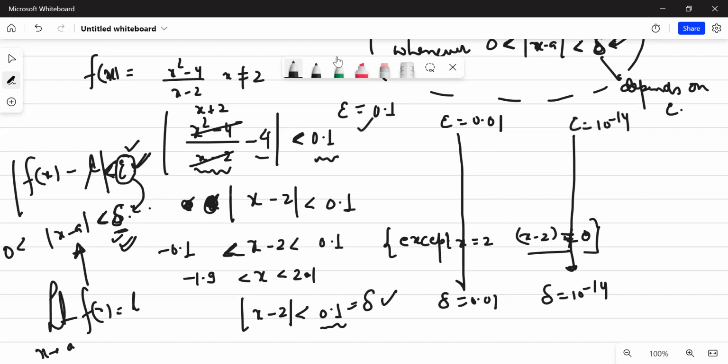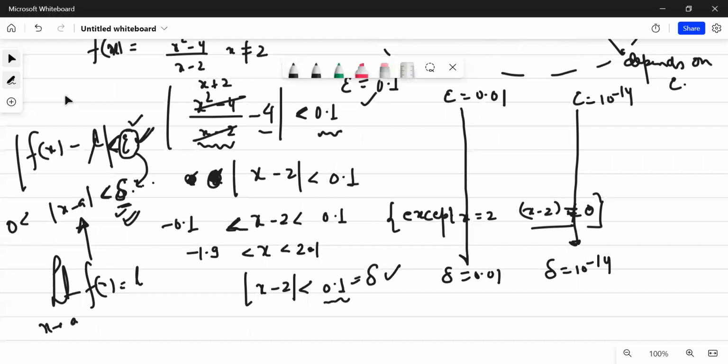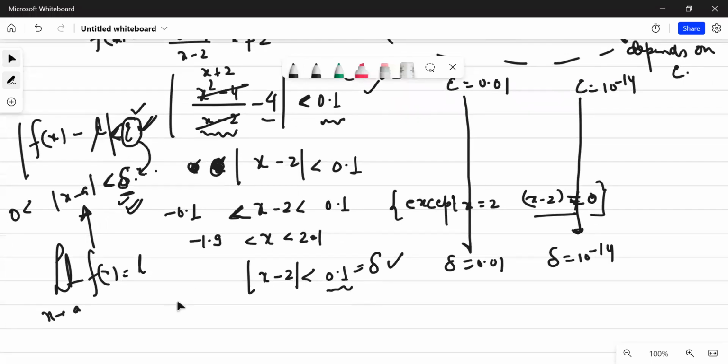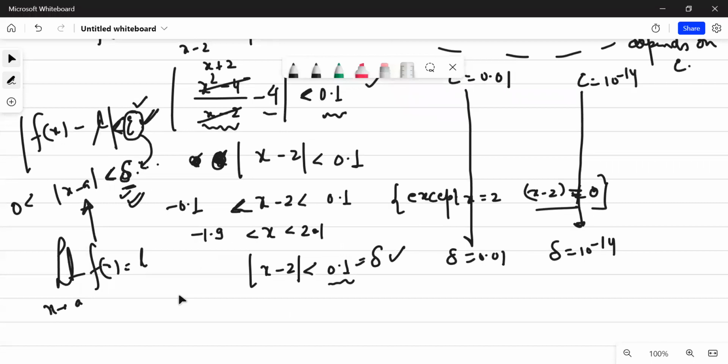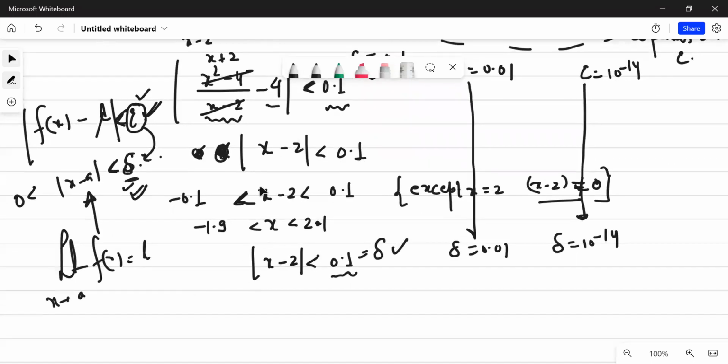Yes, sir. Is there any doubt? Sir, the doubt was that epsilon and delta can also be different, right? Like in this case they are the same. Yes, absolutely, they can be different. But understand that delta would be a function of epsilon. That means delta would indeed depend upon epsilon.